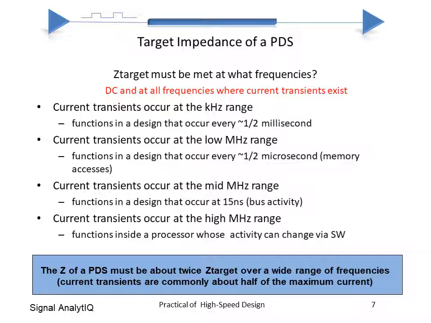That is with respect to the functions of memory access, bus activity, or the processor inside a board with software activity changes. So basically, all these things can lead to current transients over a range of frequencies from kilohertz to megahertz. And the impedance of the power distribution system must be about twice the target impedance over a wide range of frequency. So current transients are commonly about half of the maximum current to be noted.